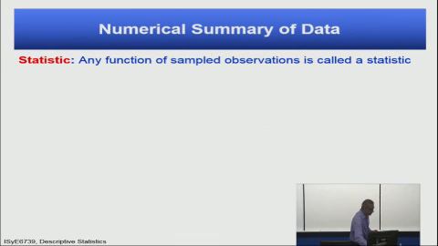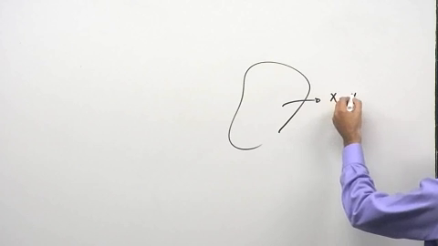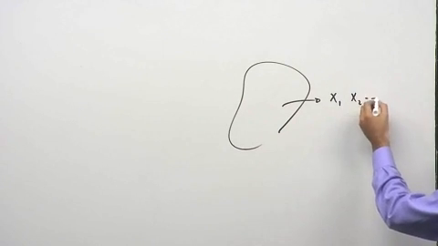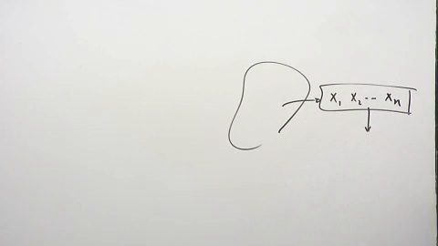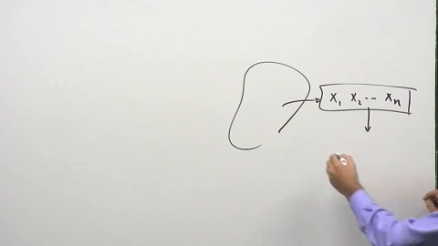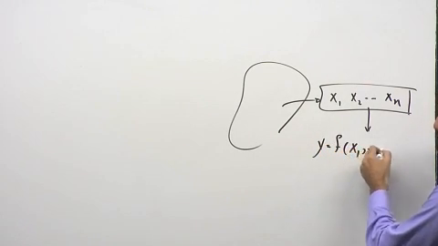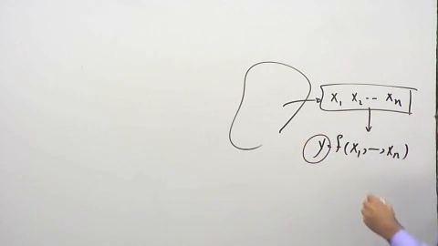Okay? So let's say you have a population, then you have a sample x1, x2, let's say this is the length of parts, up to xn. You define a function here, any function. It could be a linear function, just a simple summation. It could be a nonlinear function, multiplication. So any function is called a statistic.